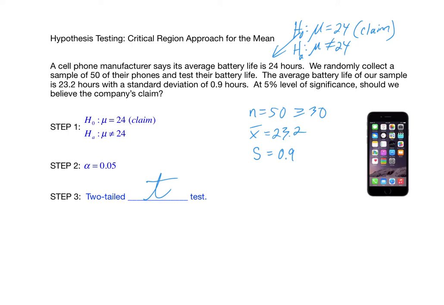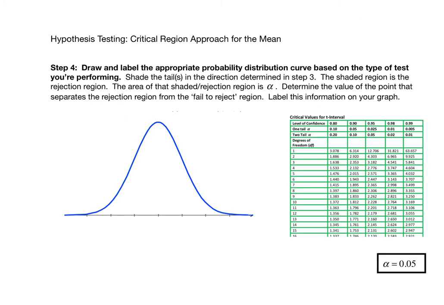Let's now move on to step 4. Again, as a reminder, step 4 in the critical region approach is to draw and label the appropriate probability distribution curve based on the type of test you're performing. And then we have to do all this stuff here, which we'll get to in a second. On the previous screen in step 3, we saw we need to do a t-test. So this is a t-distribution we're drawing here. Of course, you know that the mean of the t-distribution is 0.